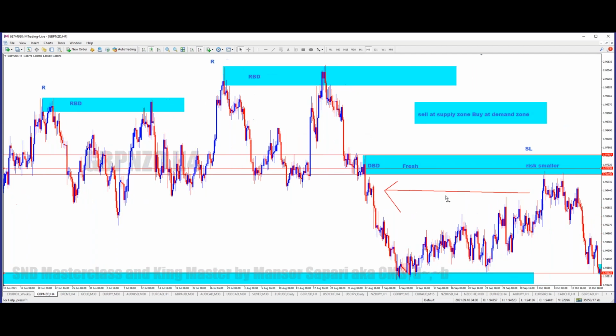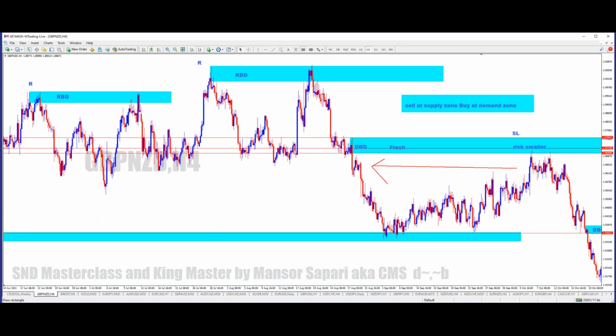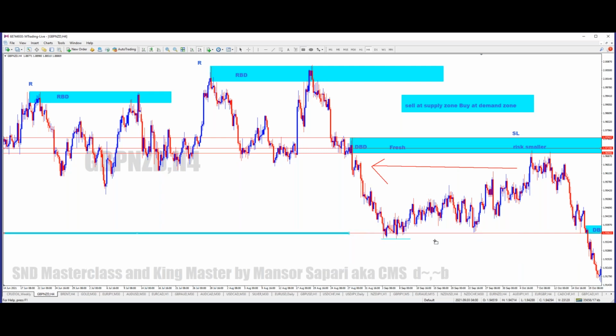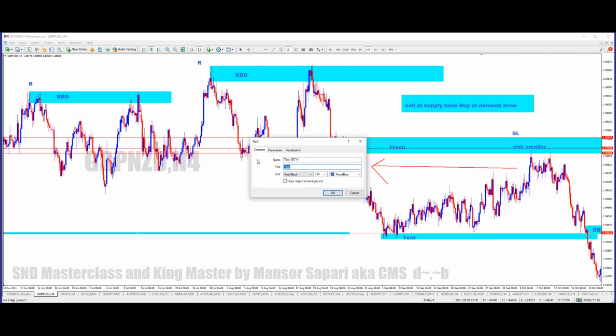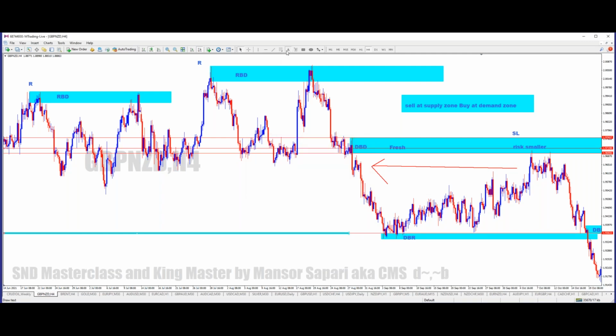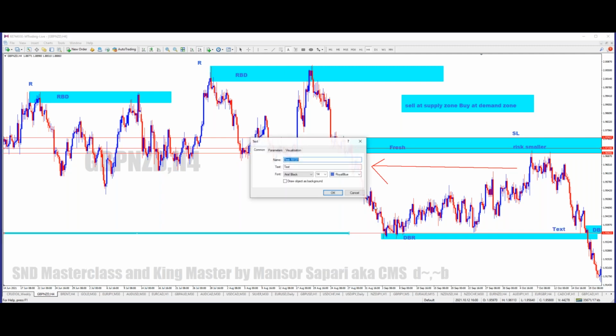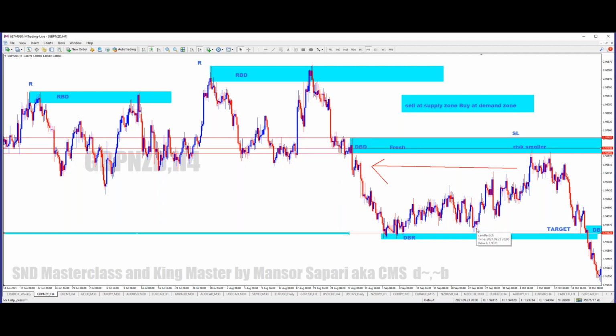And then your target TP is at the demand zone. This is your drop base rally. We have a base and we have a demand zone. See, so this is a drop base rally. So that is your target, because at the demand zone usually there is a buy call. This is your target, because we need to buy at the demand zone.